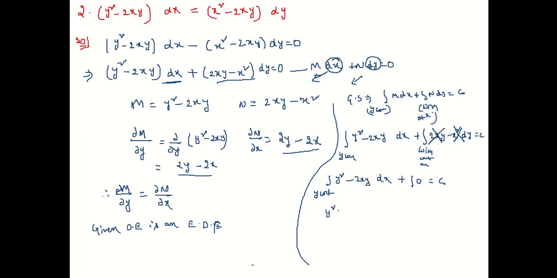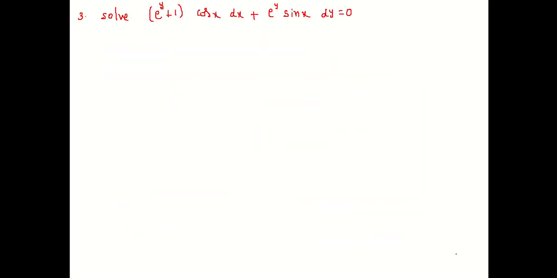So now the integral of y square is y square x, minus 2y times the integral of x, which is x square by 2, equals c. So the 2 gets cancelled. The answer is y square x minus y x square equals c, the general solution, where c is the arbitrary constant. Okay. Now the third problem.